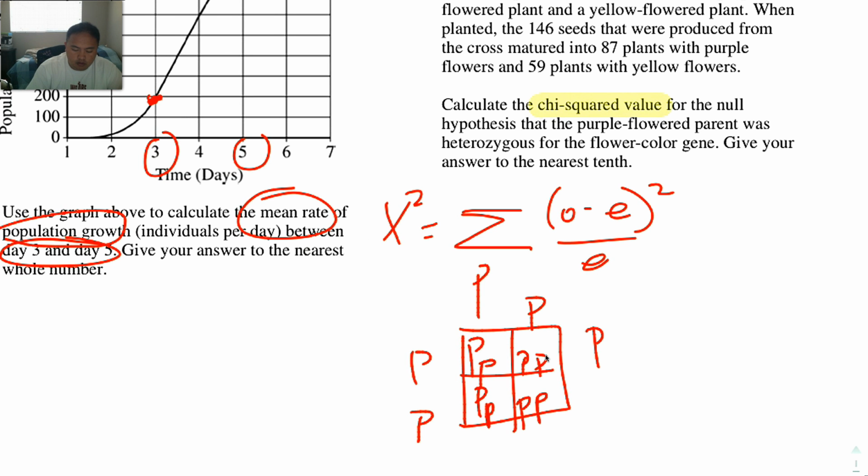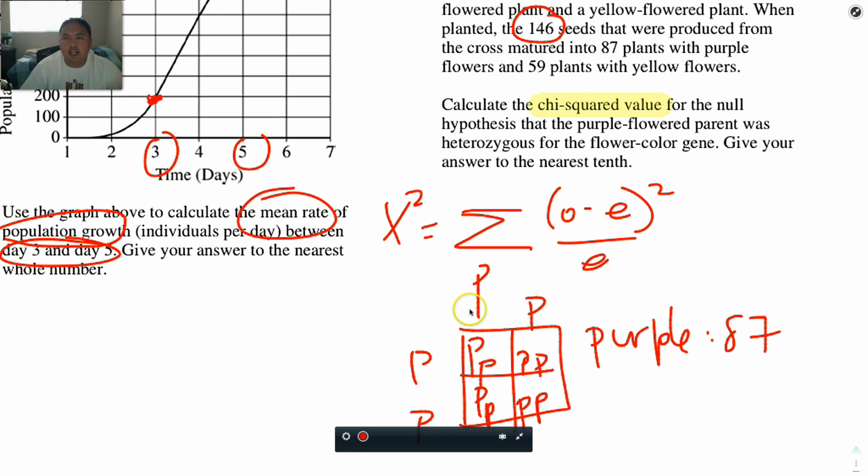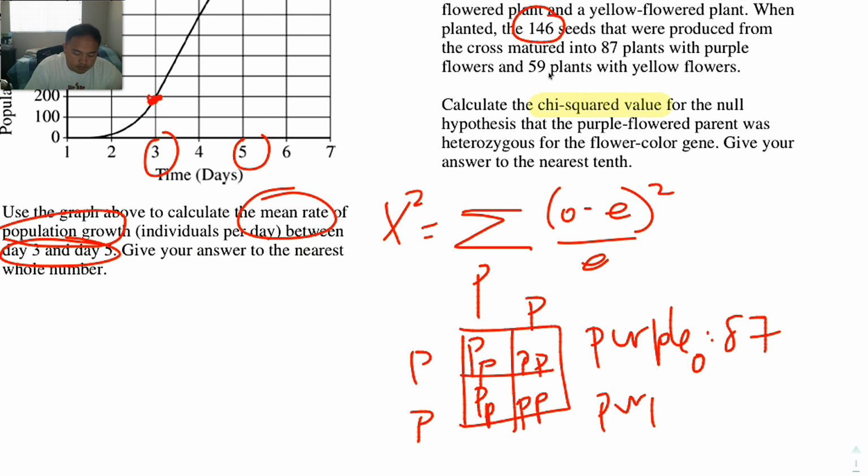Okay, so let's start off with purple. Now I observed 87 purple flowers. Now, this was 146 seeds. I should have got 73 purple and 73 yellow, but instead I got 87 purple and 59 yellow. So for purple, my observed is 87. I'll do a little O. My expected was supposed to be 73, because since it's half and half, I should have got 73.